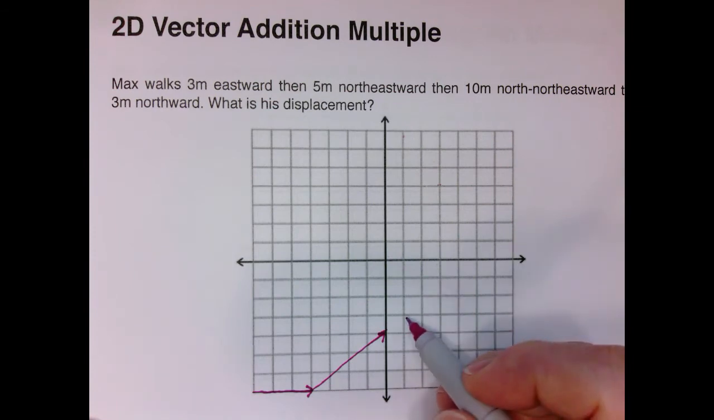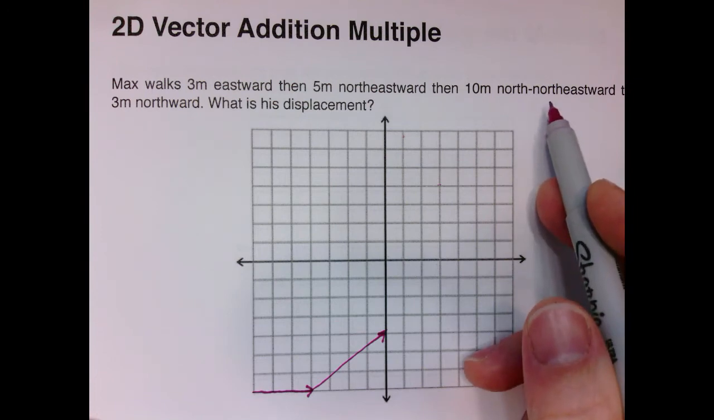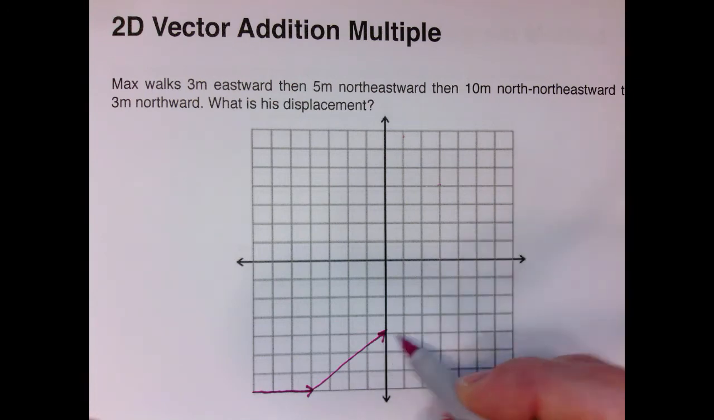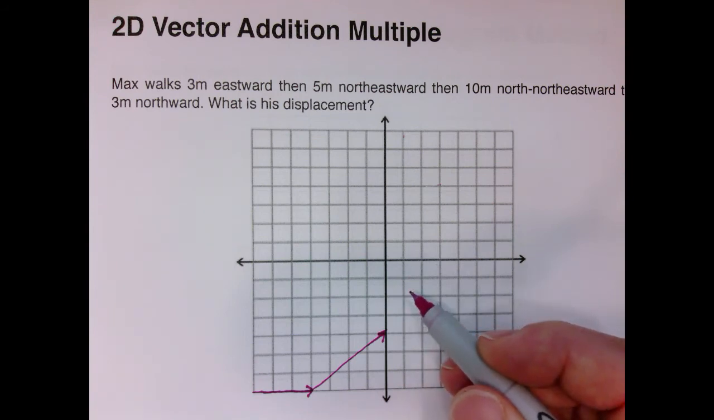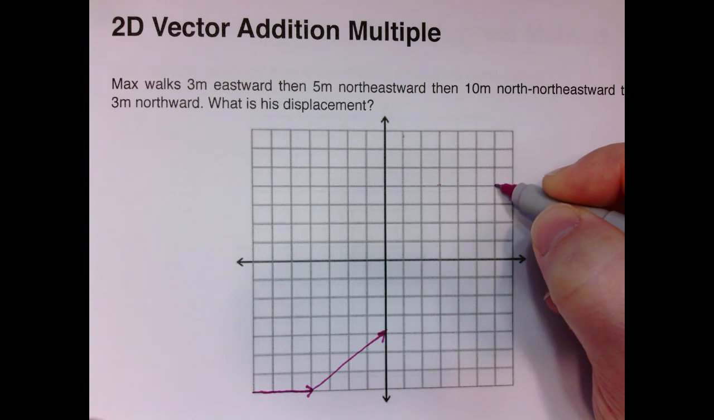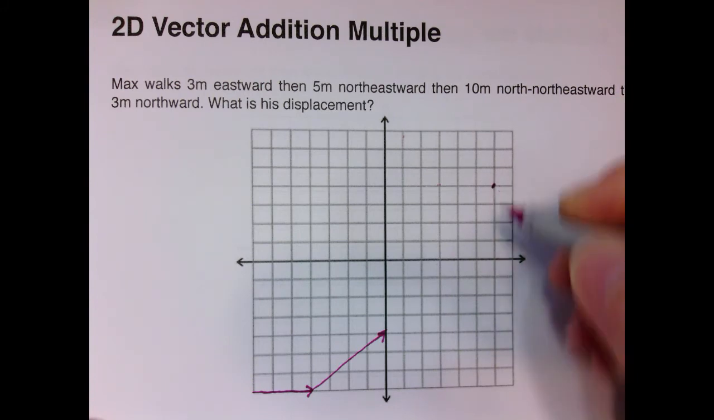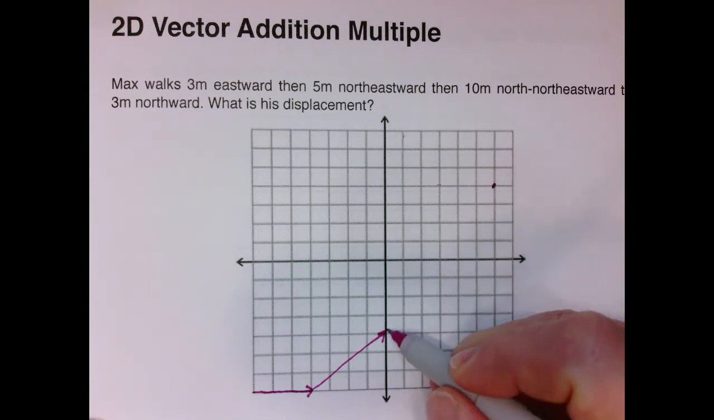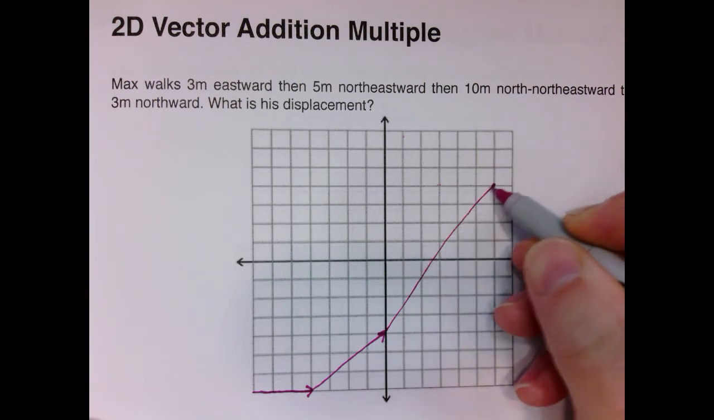And then we have 10 meters northeastward. So from here, this would be east, this would be north, this would be northeast, and this would be north of northeast. So it's going to be a pretty steep angle, and it's going to be 10. Like so.